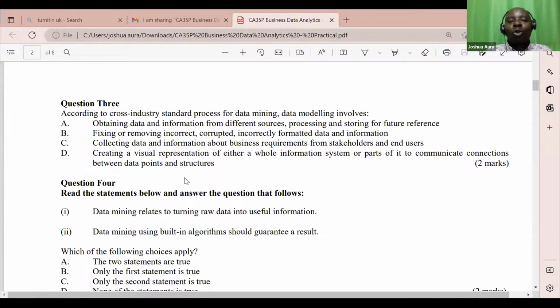Now, B is out of this because B is part of preparation. It's part of what we call data cleaning: fixing or removing incorrect, corrupted, incorrectly formatted data and information. That is data cleaning, right? It can't be modeling. So we still have one more minute.